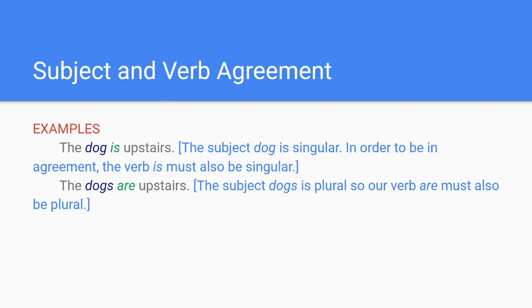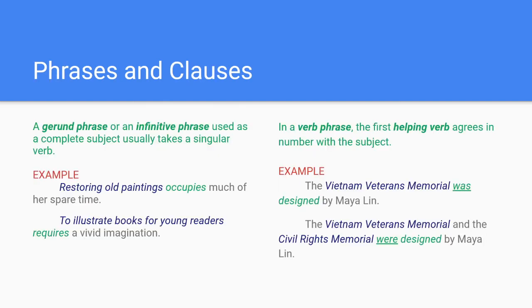Where it does become a problem is when we start talking about phrases and clauses. So one example that we can look at, a gerund phrase, you may remember, is a phrase that acts as a noun, among other things. A gerund phrase or an infinitive phrase used as a complete subject usually takes a singular verb. This is where things can start to get a little bit tricky. Restoring old paintings occupies much of her spare time. Paintings is plural, right? But the gerund phrase takes the singular verb. So restoring old paintings takes the singular verb occupies.